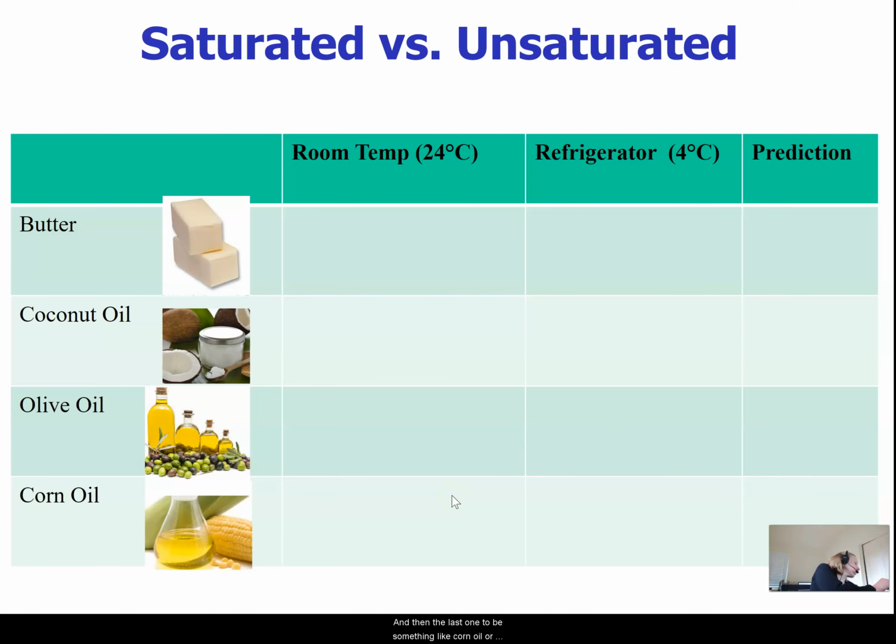All right, and then the last one will be something like corn oil or vegetable oil. So here's my vegetable oil. That's going to be liquid at room temperature, and if I were to take that and put it in the refrigerator, it would also be liquid. So that's going to be another example of an unsaturated fat.